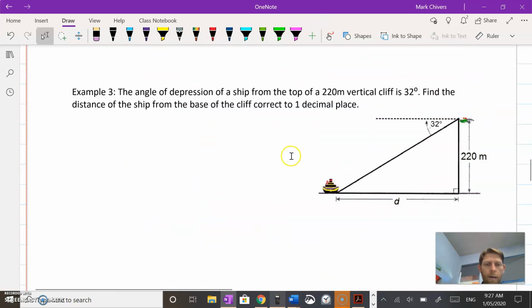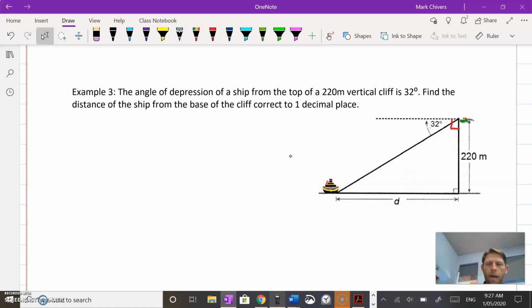Now in our next example, the angle of depression of a ship from the top of a 220 metre vertical cliff is 32 degrees. Find the distance of the ship from the base of the cliff correct to 1 decimal place. So we're looking for this distance down the bottom here, D. The first thing we're going to realise is that every vertical is at 90 degrees to every horizontal.